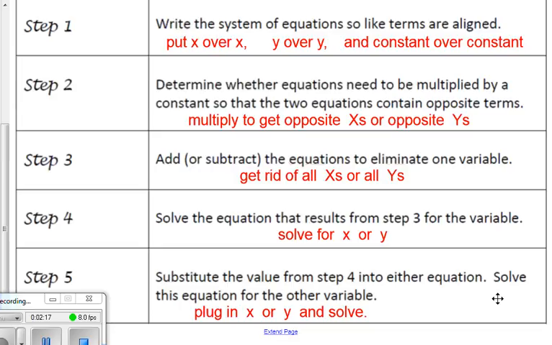Step 5, if you figured out x or you figured out y, you plug that into the other equation. You substitute that value from step 4 into either of the original equations. Then you solve that equation to get the other variable. So again, you're plugging in x or y to get out the other one, y or x. Okay, and again, I'll show you what this looks like in our examples.